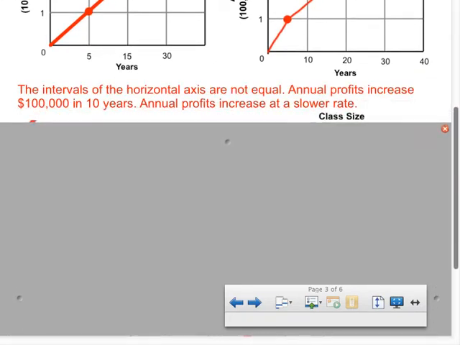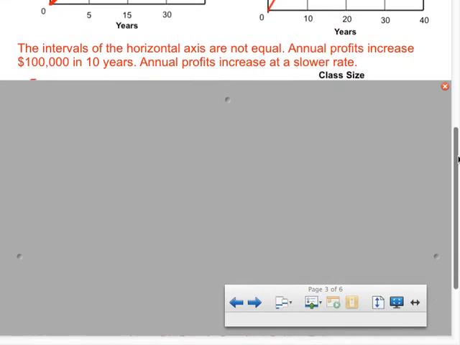Okay. Now, let's go ahead and take a look. Here's what the book says about that. The intervals of the horizontal axis are not equal. That's what we just said. The annual profits increase $10,000 in 10 years, and annual profits increase at a slower rate as the intervals are spaced out. Do you guys see that? So that's just what we talked about earlier.